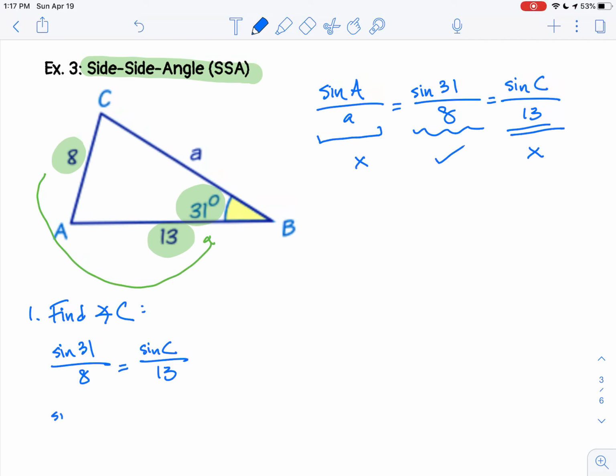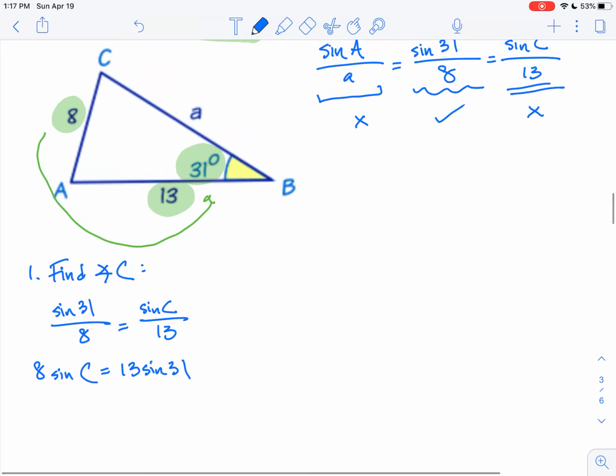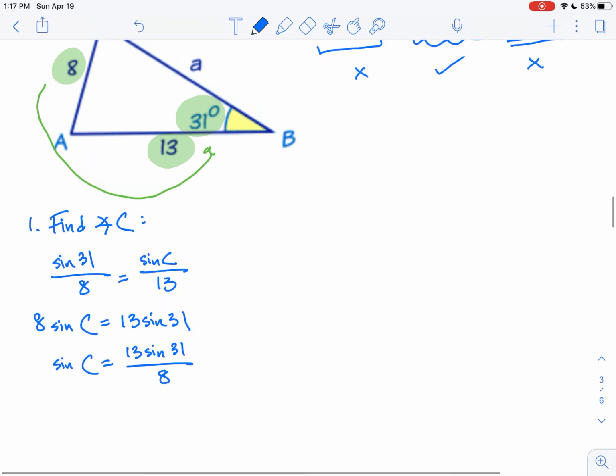And then I'm going to cross multiply like I did before. So 8 sine C equals 13 sine 31. Sorry, there's an 8 in front of that sine C. And then I'm going to go ahead and divide by the 8. So sine C equals 13 sine 31 over 8. And then I'm going to go ahead and find C. So when I find sine C, and I turn the other side into a decimal, I get 0.837, something, okay?